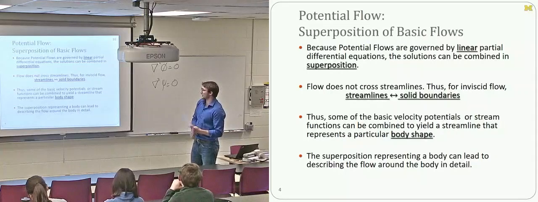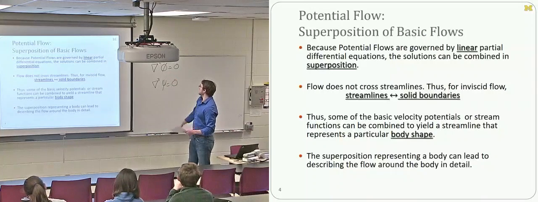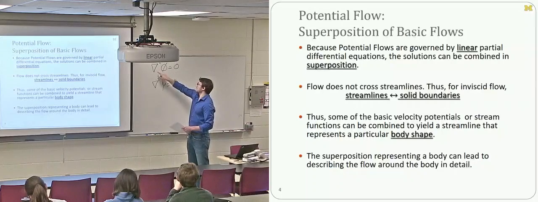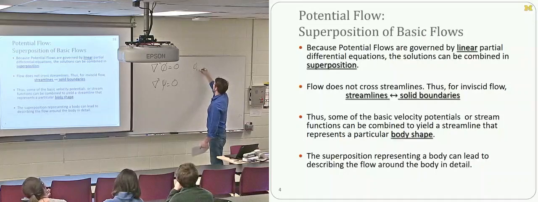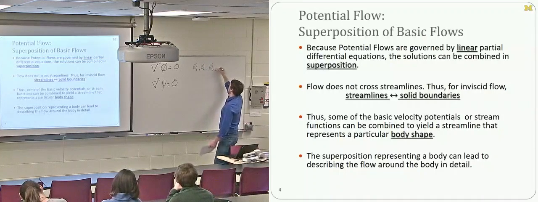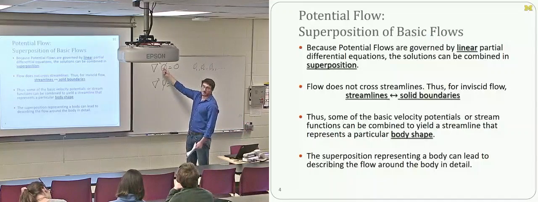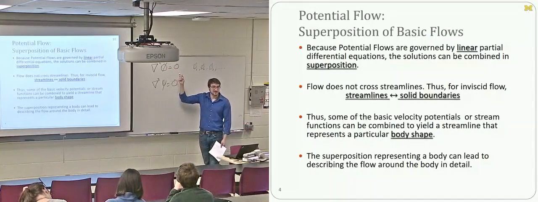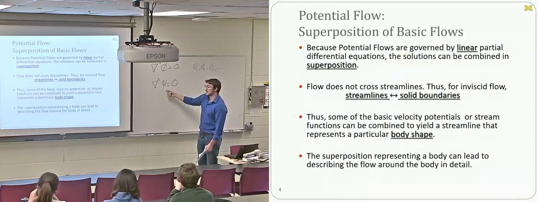I talked about this before, but the real key is that these are both linear partial differential equations. That is, the fact that this is a linear operator means that if we have any number of individual velocity potentials, phi1, phi2, phi3, and so on, we can combine any number of these multiplied by any coefficients and plug them in here, and we'll still get something that satisfies the governing equation. The same goes for our stream function psi.